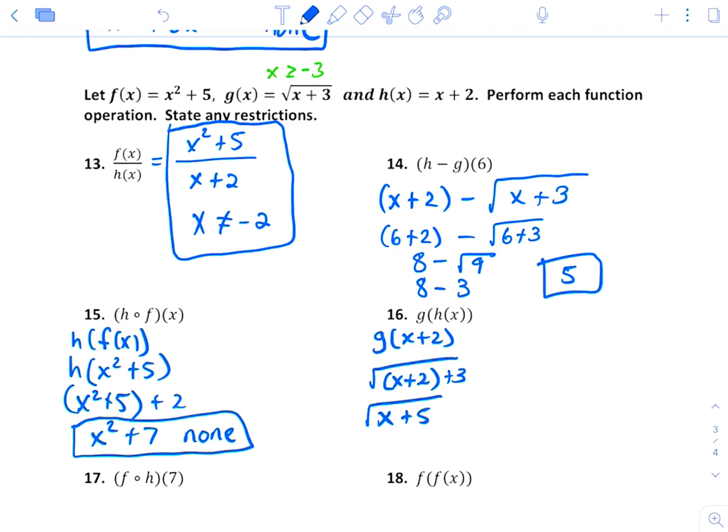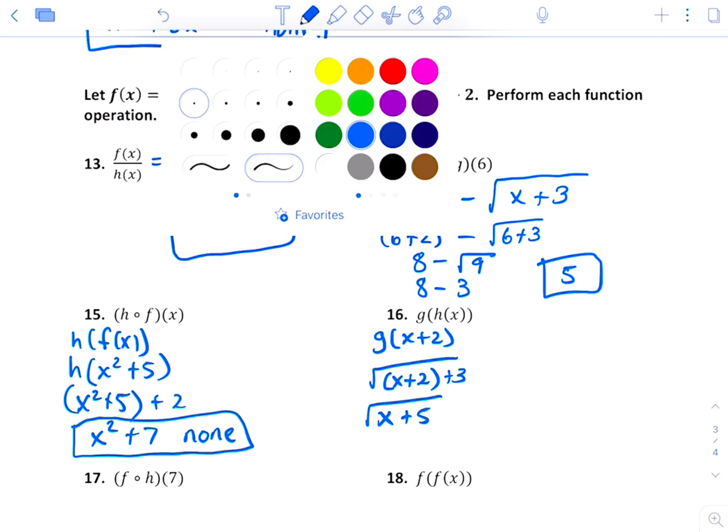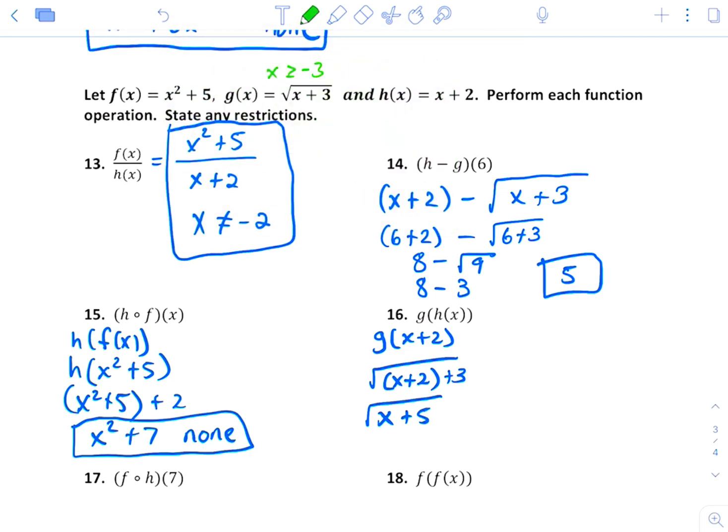Now, as I look at this, for my simplified answer, I have that x plus 5. So I can't take a square root of a negative number. So that means for this one, we would have to have everything greater than or equal to negative 5. But I also need to account for my original restriction. So you have to think of it as an and statement if we are going back to our inequalities.